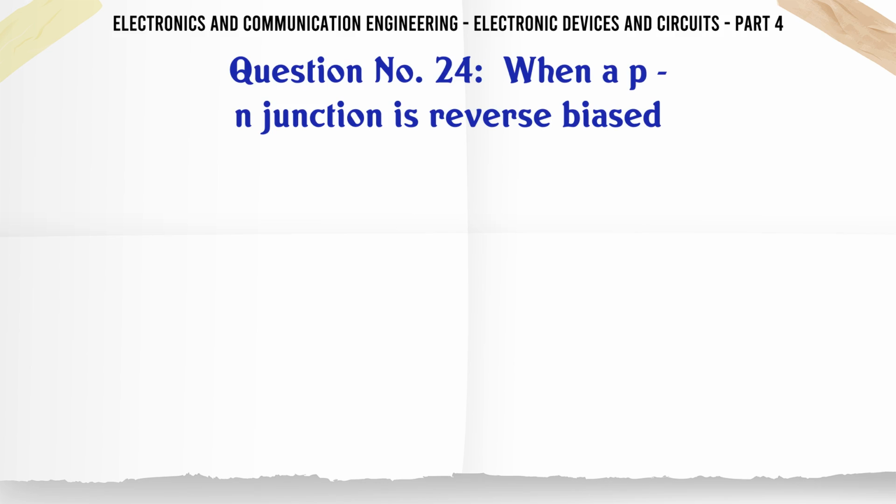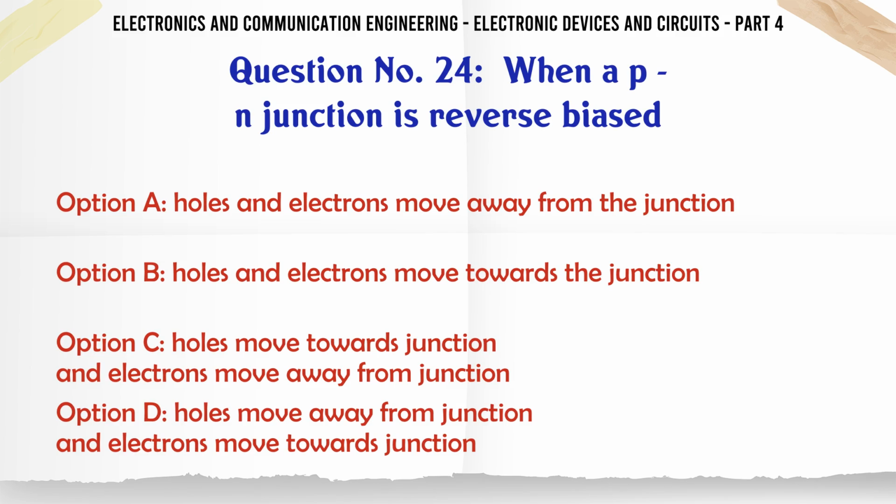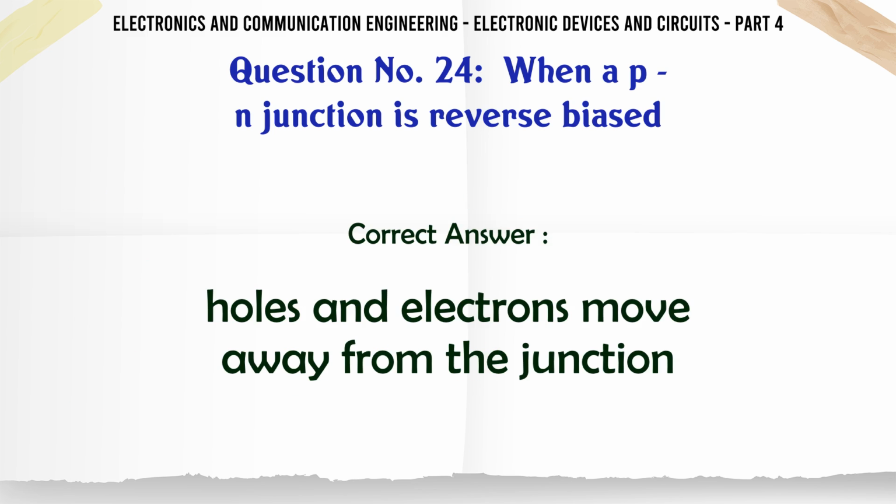When a p-n junction is reverse biased, A, holes and electrons move away from the junction, B, holes and electrons move towards the junction, C, holes move towards junction and electrons move away from junction, D, holes move away from junction and electrons move towards junction. The correct answer is holes and electrons move away from the junction.